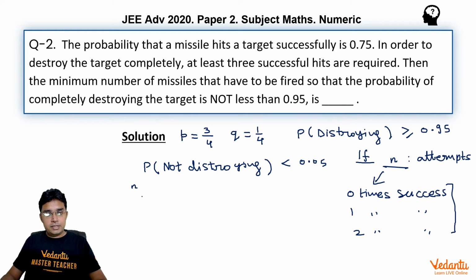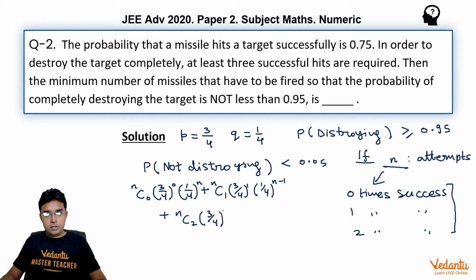For 0 times success, it will be nC0 into (3/4) raised to the power 0 into (1/4) raised to the power n, plus for 1 time success, it will be nC1 into (3/4) raised to the power 1 into (1/4) raised to the power n minus 1, plus nC2 into (3/4) raised to the power 2 into (1/4) raised to the power n minus 2, and that should be less than 1 upon 20.